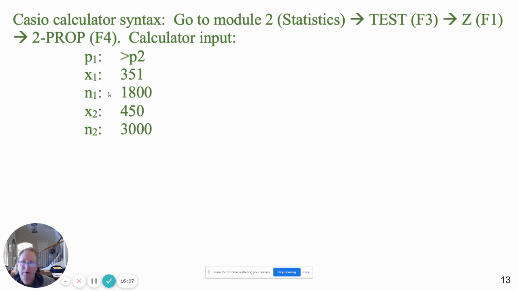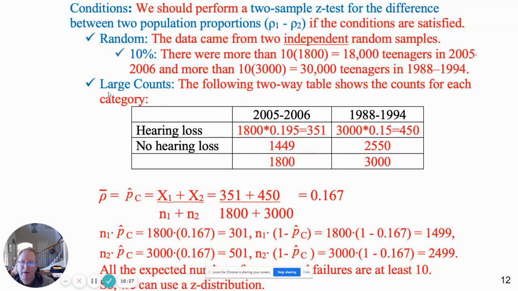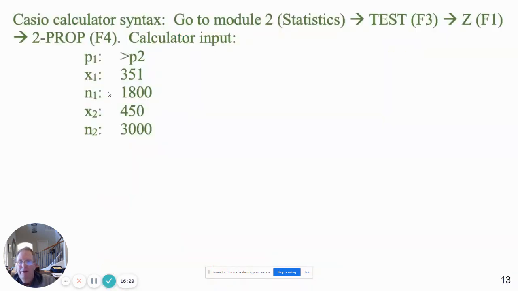So hit F4. Now we're going to get calculator input. First thing is, they're asking, is this a one-tailed test or a two-tailed test? We are doing a one-tailed test, and the alternative hypothesis had a greater than sign. So I have greater than the hypothesized value.